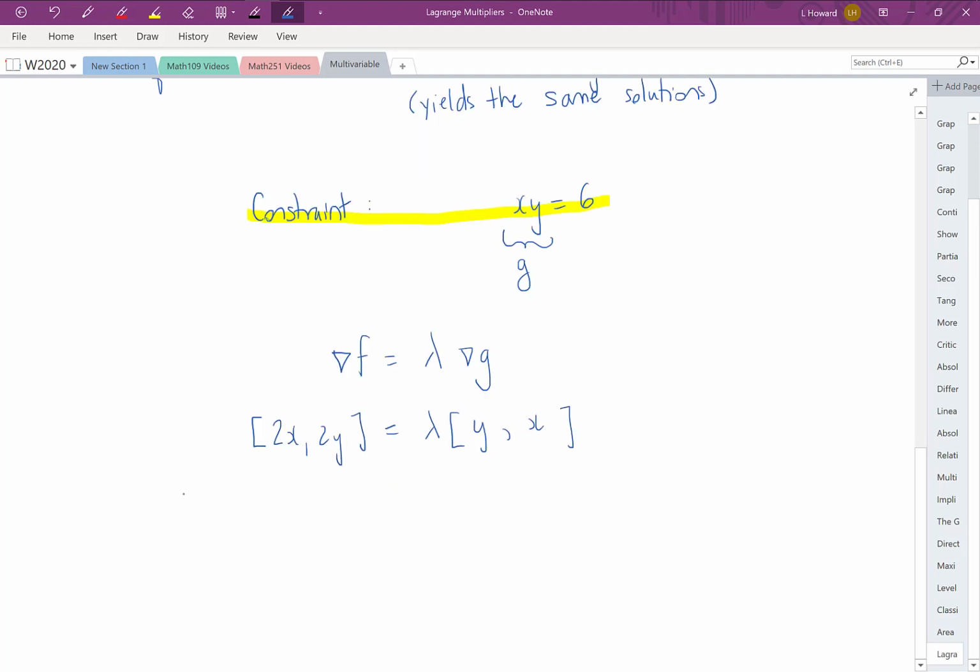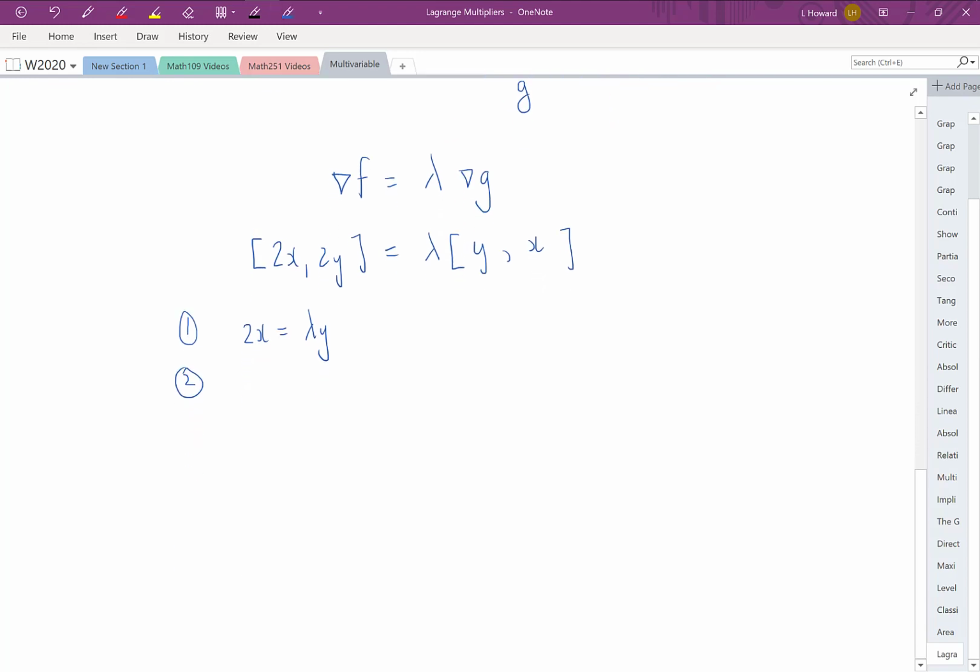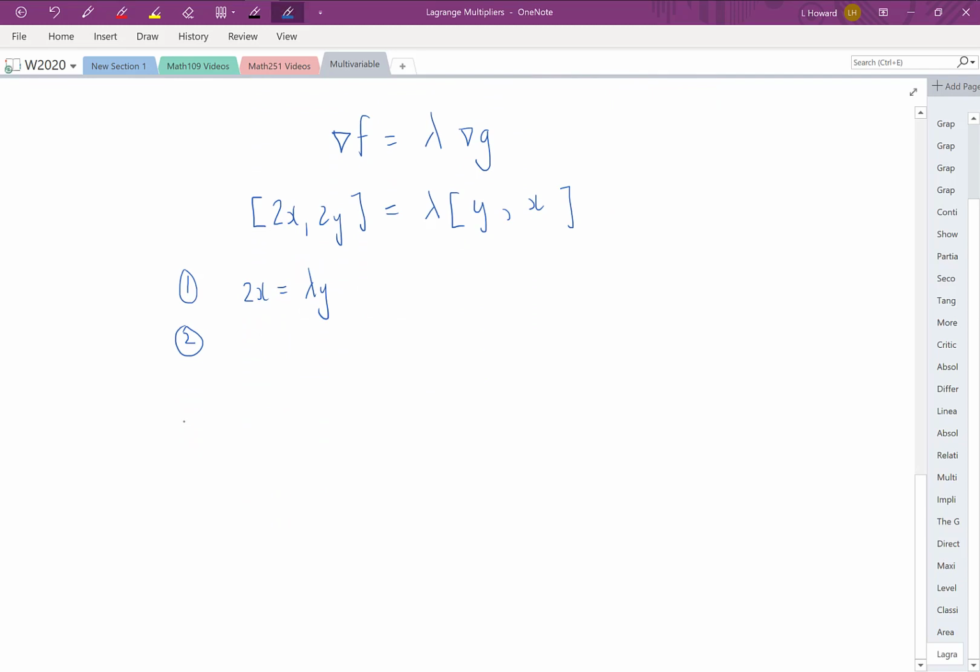So this leads us to two equations. If we look at the first components of the vectors, this is saying 2x equals lambda times y. That's one of our equations. And then the second equation comes from the second component of these vectors, so 2y equals lambda times x. So we've got two equations in technically three unknowns. We've got the x, y, and the lambda that are unknown.